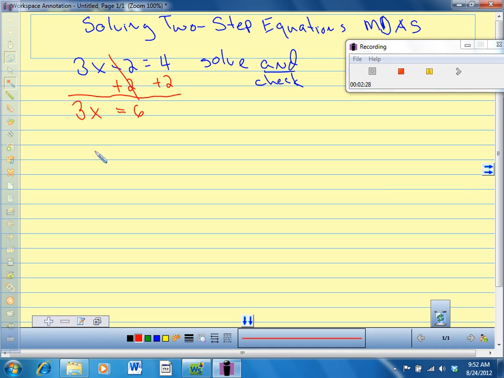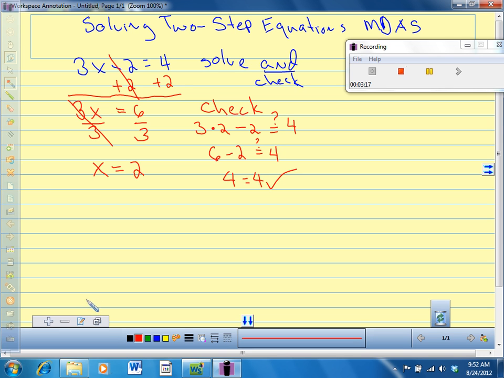Okay? So we get down to the next step. Yes, divide by 3 is correct. Now I do my division, and this goes away, and I get x equals 2. Now I'm going to check because I like to. I'm going to take the 2 and plug it in here. Is 3 times 2 minus 2 equal to 4? 3 times 2 is 6, minus 2 equals 4. Yes, 4 equals 4. So I did the problem correctly. So there's your check.